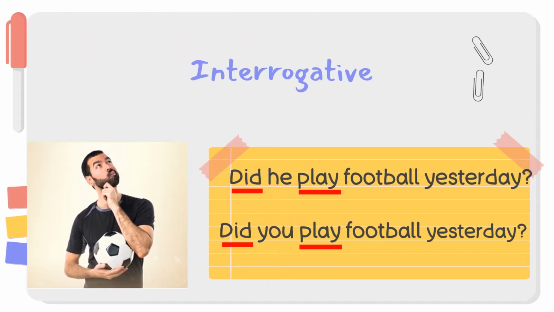Interrogative. To form the interrogative, we use did plus subject plus base form of the verb. Then we have, did he play football yesterday? Did you play football yesterday? Notice that the action verb remains in the base form, as in the negative form.